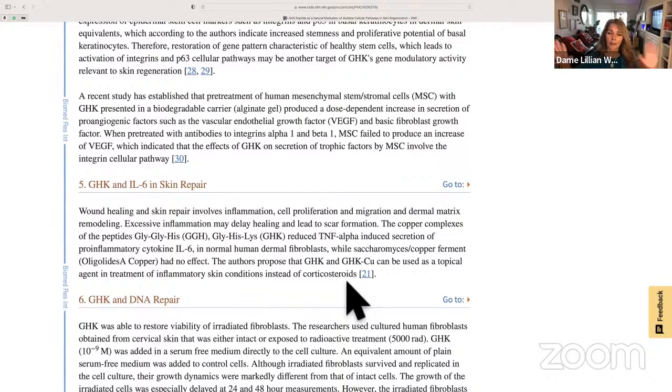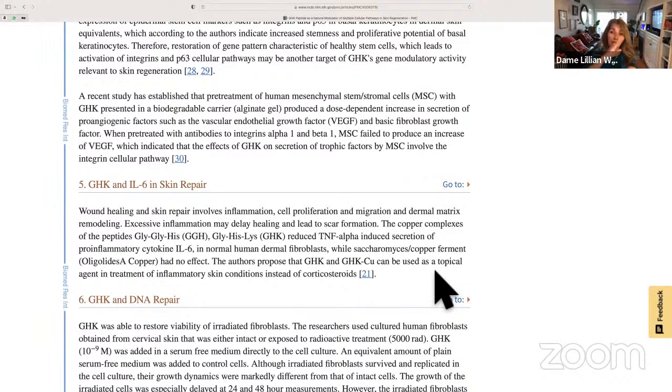Conventional protocols out there are like, if you have inflammation, let's put corticosteroids. It could be hydrocortisone. There are so many different topical steroids that can be used, or in injection form. However, this is telling you the authors propose that GHK and GHK-Cu can be used as a topical.